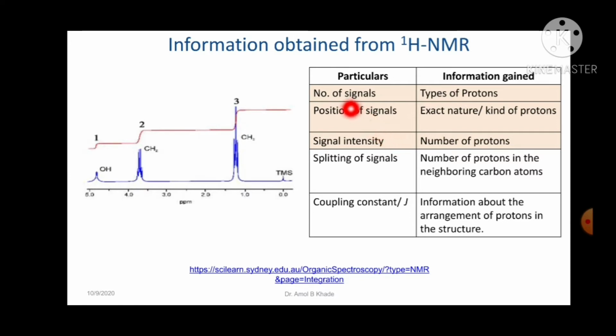First is the number of signals. Here I am observing 3 signals, so that means there are 3 sets of protons. Then position of signal, because here CH3 is appearing somewhat near to 1.2, this is near to 4, and OH is appearing near to 5. So that indicates the exact nature or kinds of protons.